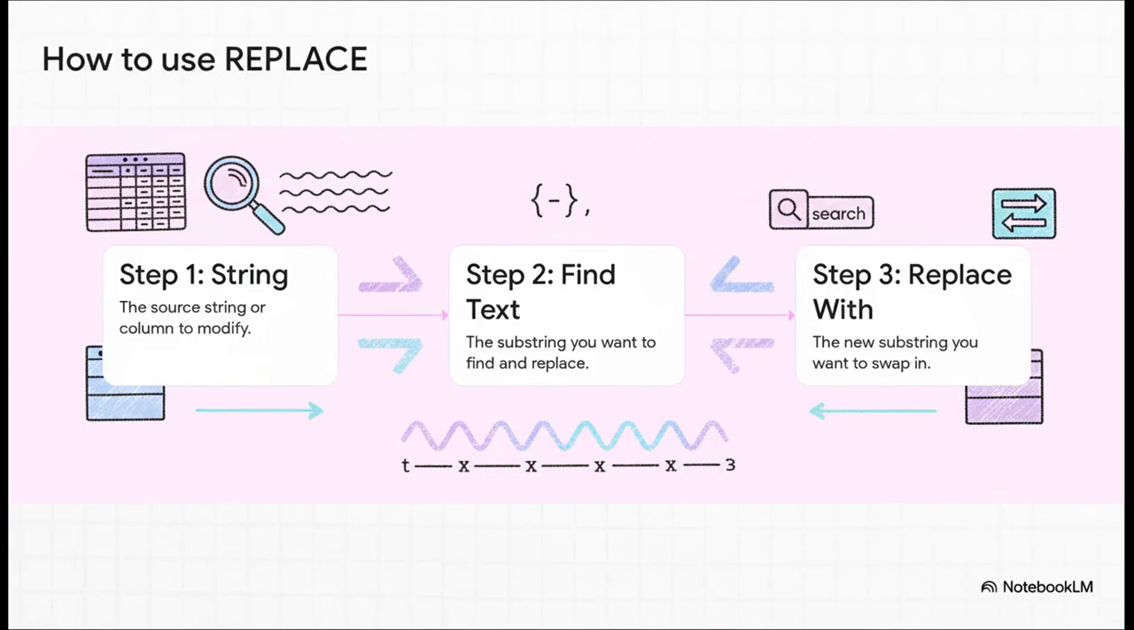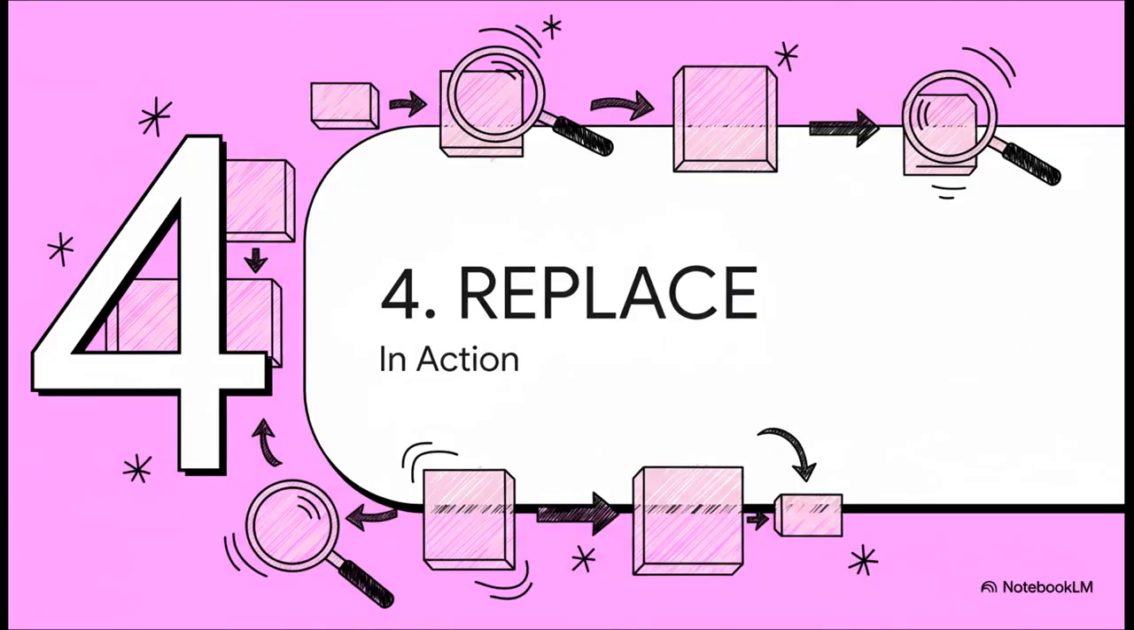And guess what? Just like Substring, it's a simple 3-step process. Couldn't be easier. First, you tell it what string you're looking at. Second, you tell it the exact text it needs to find. And third, you give it the new text you want to put in its place. Simple as that. Okay, enough talk. Let's see this find and swap tool actually get to work.